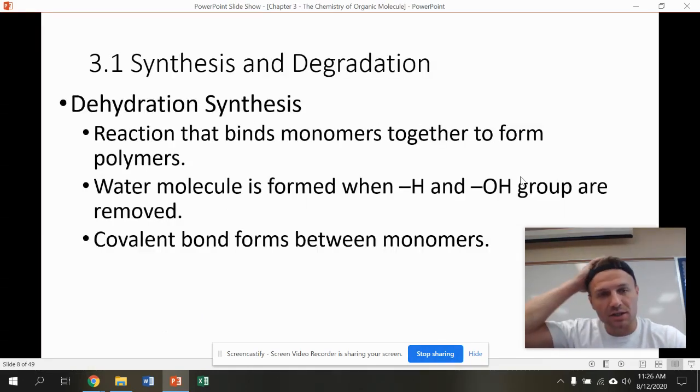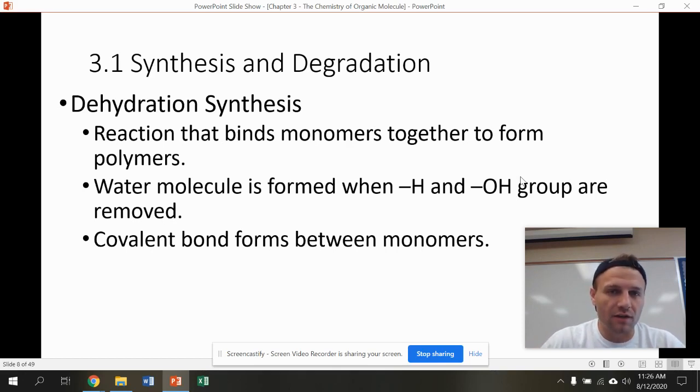The next part of this chapter is going to talk about how macromolecules are formed and how they're broken down. There are two different types of reactions. The first reaction is a dehydration synthesis reaction, and the next reaction is a hydrolysis reaction. Let's talk about dehydration synthesis. If you hear the word dehydration synthesis, what do you think of automatically?